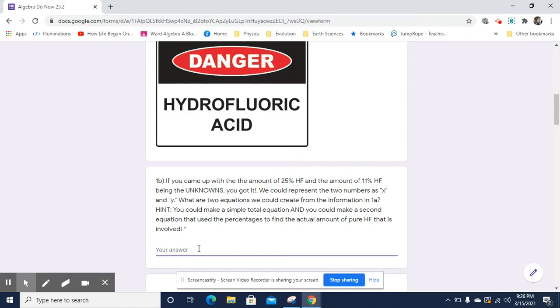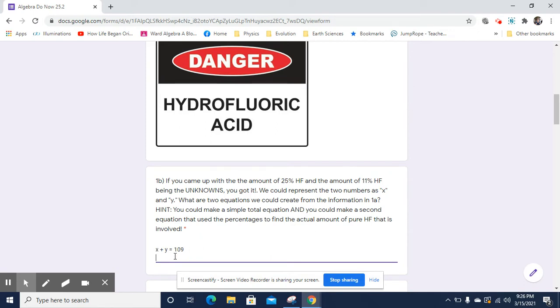Now there's a simple equation we can do, which is just X liters of hydrofluoric acid at 25% plus Y liters at 11% will equal 109 liters at 16.5%. Now our other equation is a little sneakier. So this one is just the simple totals.